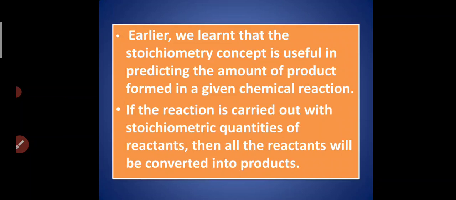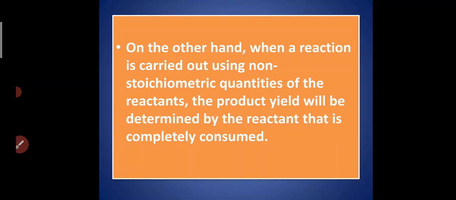So here what we are going to see is, if the reaction is carried out with stoichiometric quantities of reactants, then all the reactants must be converted into products. So if you are taking the reactants on the basis of stoichiometric quantity, all the reactants will be converted into products in terms of stoichiometric quantities. On the other hand, when a reaction is carried out using non-stoichiometric quantities of the reactant, then the product yield will be determined by the reactant that is completely consumed.